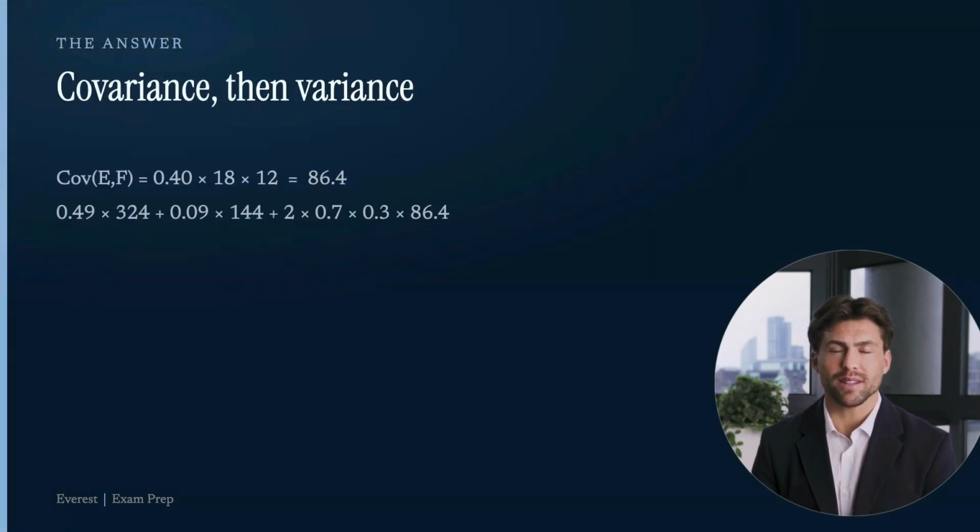Covariance first, 0.4 times 18 times 12 is 86.4. Then variance, 0.49 times 324 plus 0.09 times 144 plus twice the weighted covariance. That totals 208. Standard deviation is 14.42%.